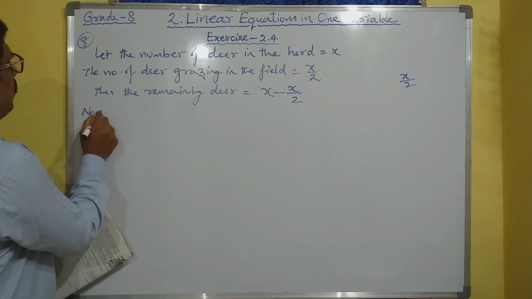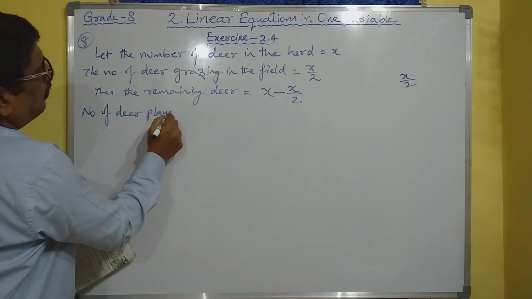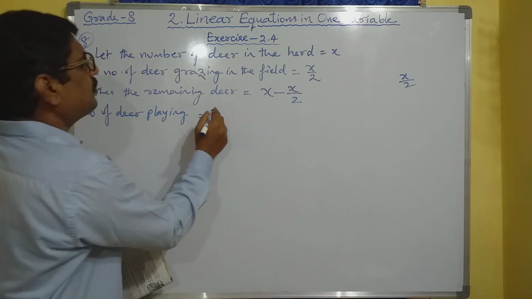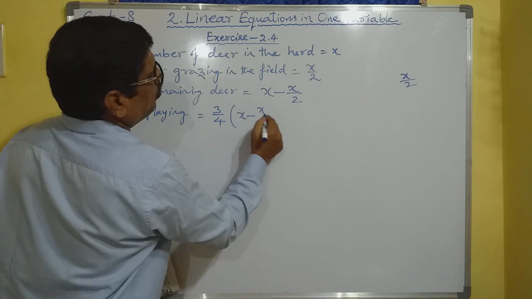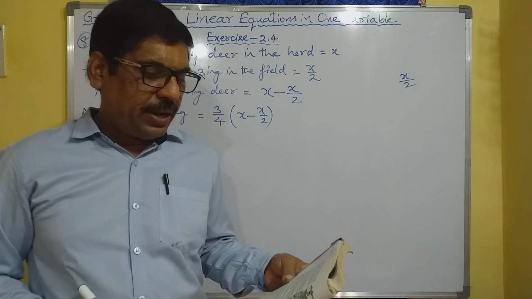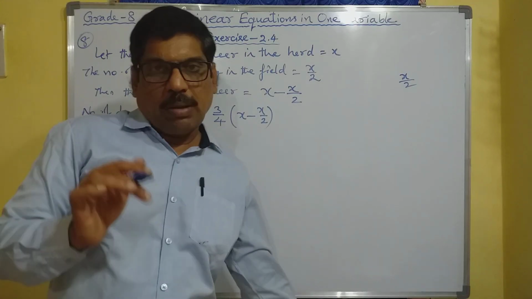Number of deer playing is equal to how many? 3/4 of the remaining, which means 3 by 4 of x minus x by 2. These many are playing nearby and the rest 9 are drinking water from the pond.